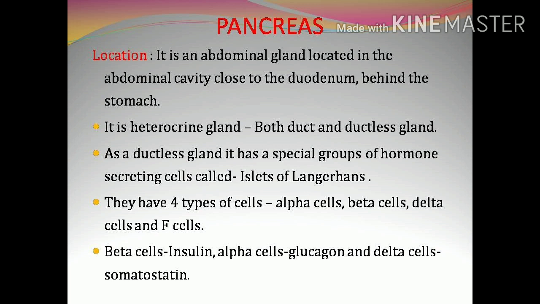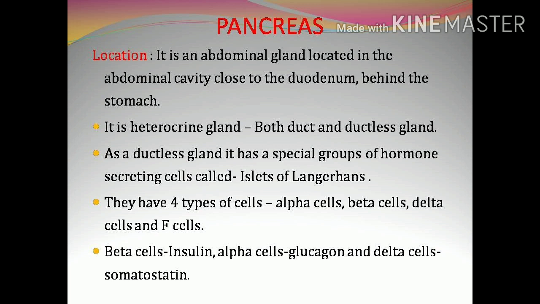Next endocrine gland is the pancreas. Pancreas is located in the abdominal cavity close to the duodenum, behind the stomach region. Duodenum is the first part of the small intestine, and behind the stomach region we can see the pancreas.